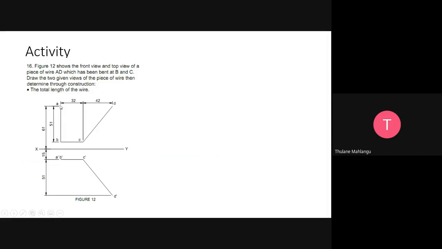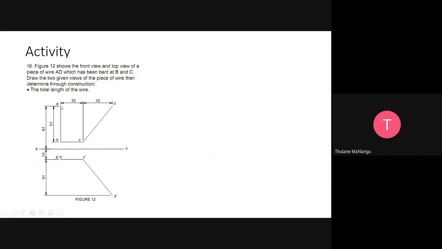So looking at A, B, C, D, you can see it's a wire in space. It's not attached to anything. It's just a wire in space between the vertical plane, the horizontal plane, and the side vertical plane. But in this case, we're dealing with the vertical plane and the horizontal plane. Now, looking at AB, AB looks like it is perpendicular to the XY from the front view.